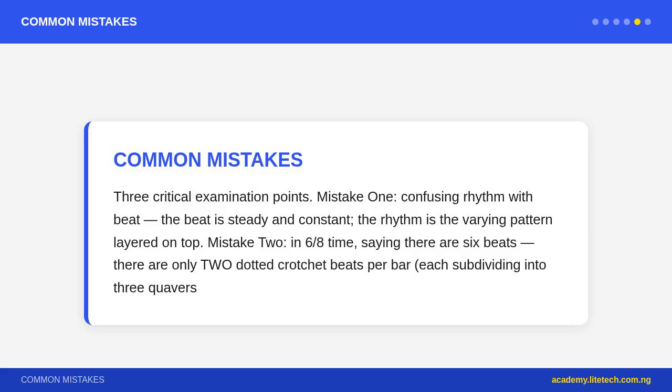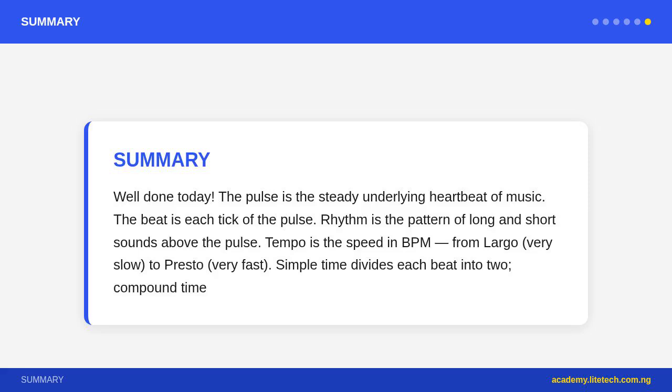3 critical examination points. Mistake 1, confusing rhythm with beat. The beat is steady and constant, the rhythm is the varying pattern layered on top. Mistake 2, in 6/8 time, saying there are 6 beats. There are only 2 dotted crotchet beats per bar, each subdividing into 3 quavers. The number 6 tells you there are 6 quavers total per bar, not 6 beats. Mistake 3, thinking syncopation is wrong or offbeat. Syncopation is a deliberate, skilled technique used by the world's greatest composers and musicians, including in traditional Nigerian music.